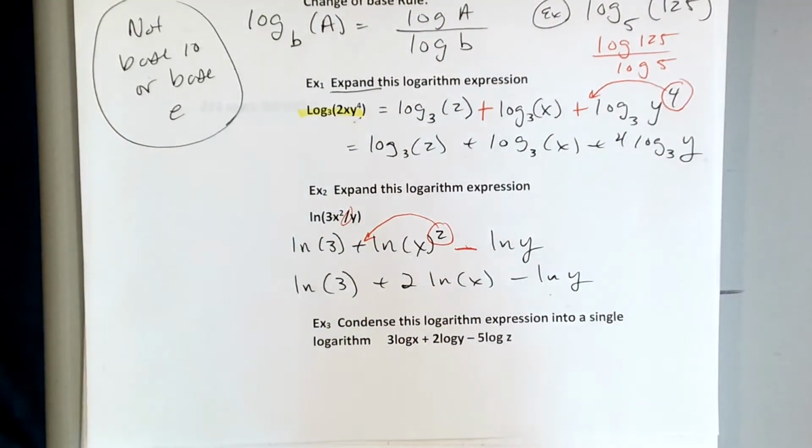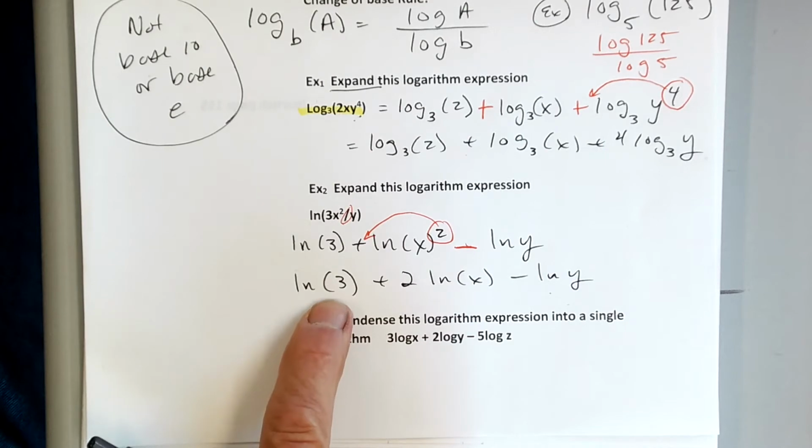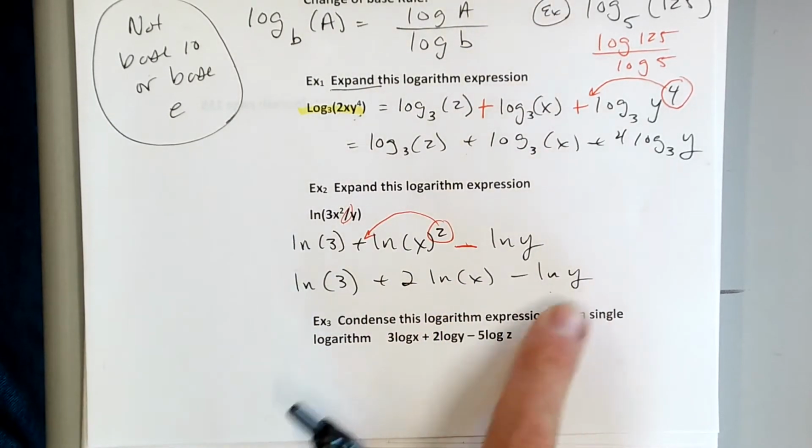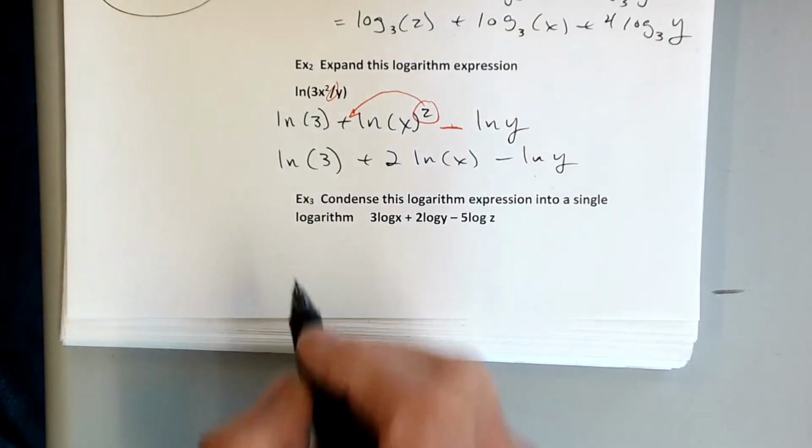And then in calculus, you can go, boom, that term's derivative is going to be 0, that one is going to be 2 over x, and that one is going to be 1 over y. Anyway, moving on. Now on number 3, we're going to do just the opposite.